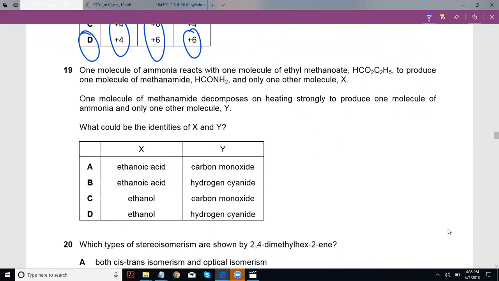One molecule of ammonia reacts with one molecule of ethyl methanoate to produce one molecule of methanamide and one other molecule X. One molecule of methanamide decomposes on heating strongly to produce one molecule of ammonia and one other molecule Y. What could be the identities of X and Y? So let's look here.